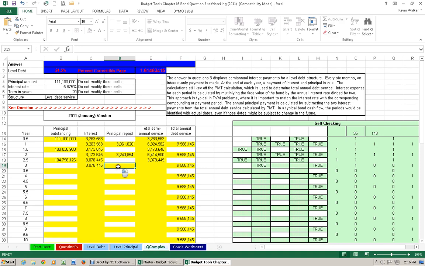All right, principal repaid. Again, same kind of formula. Here, F15 minus C14 minus C15. F17 minus C16 minus C17. Notice the numbers just increment by 2. 1, 2, 1, 2. So just increment your formula by 2 numbers. So in this cell, it would be F19 minus C18 minus C19.